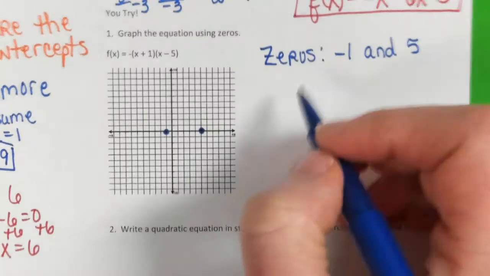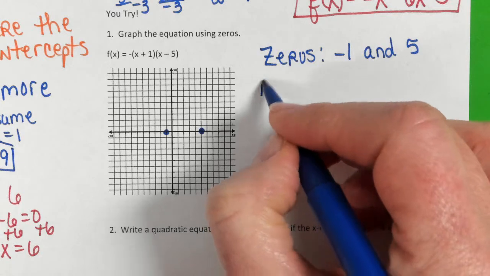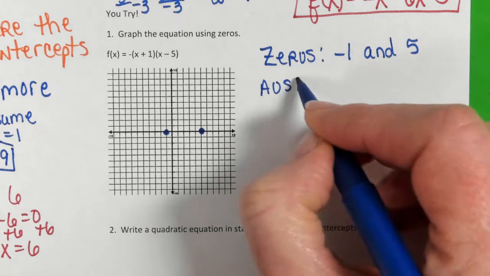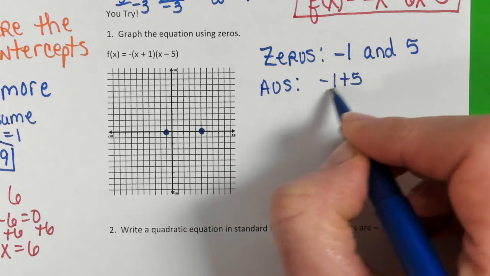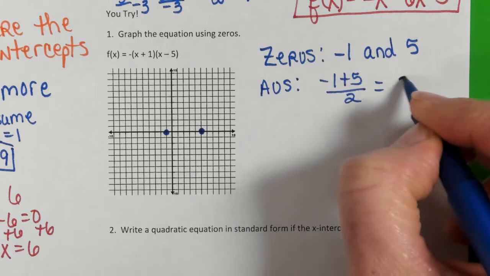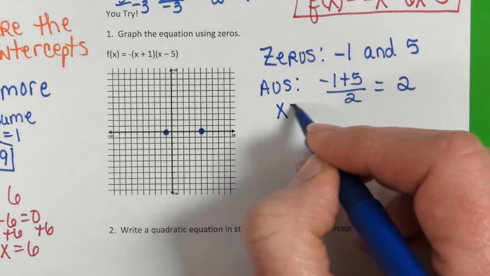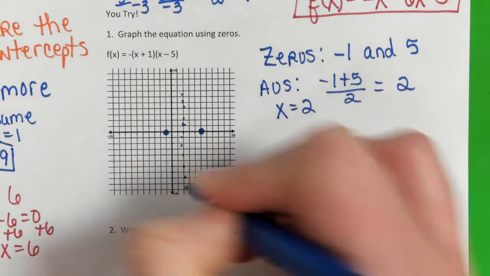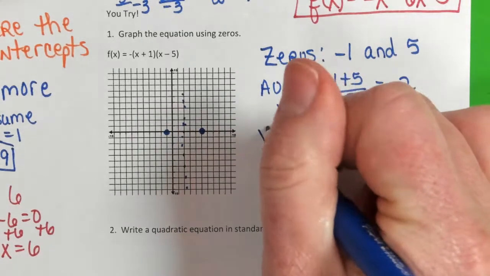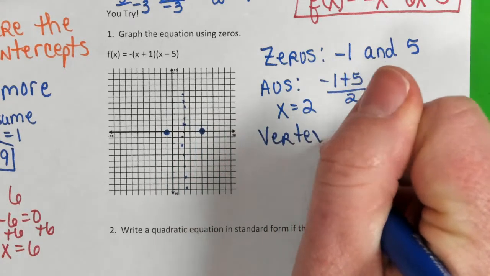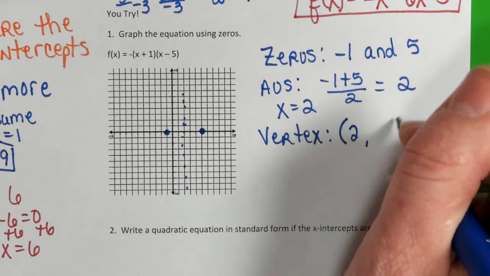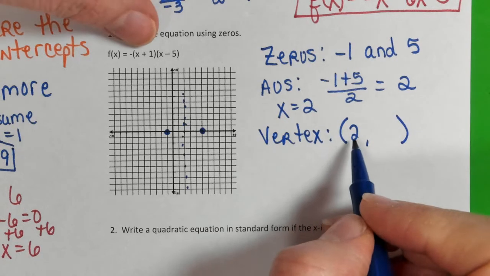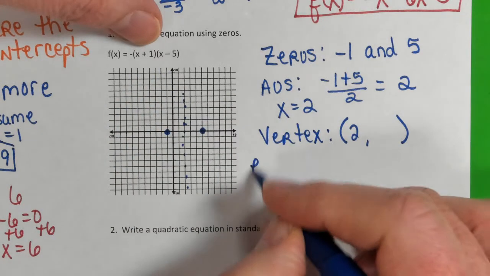Okay, now to find our axis of symmetry, I want to find halfway in between -1 and 5, which is at 2 again. We just looked at that both times it was at 2. So right there, it's halfway in between. So for my vertex, it's going to be 2 comma something. So I'm going to take my 2 and I'm going to plug it in for x.